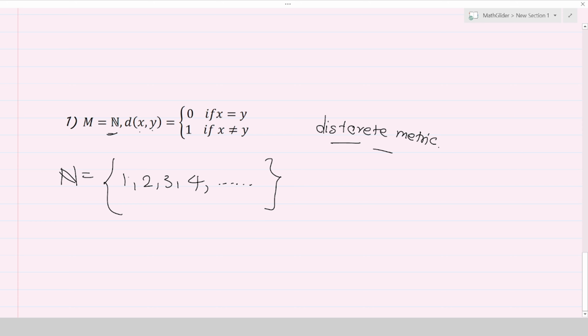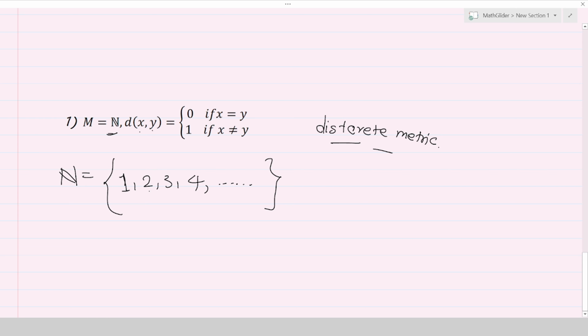Now, with the usual metric, or we can say Euclidean metric, the distance between 1 and 2 is 1. 1 and 3 is 2. 1 and 4 is 3, and so on. But now, in this discrete metric, the distance between 1 and 1 is, sorry, 0. 2 and 2 is 0. 3 and 3 is 0.